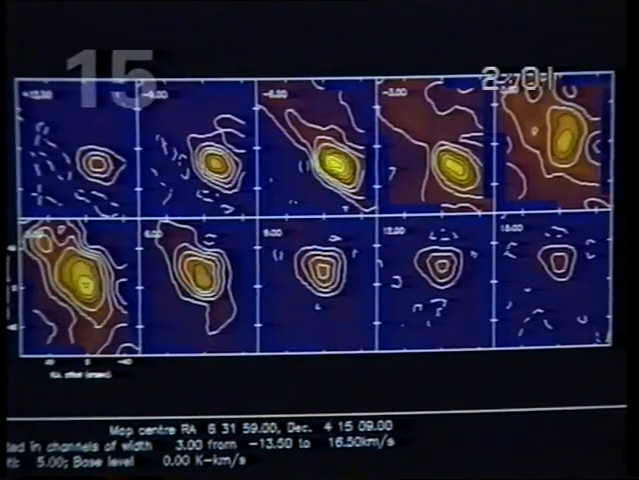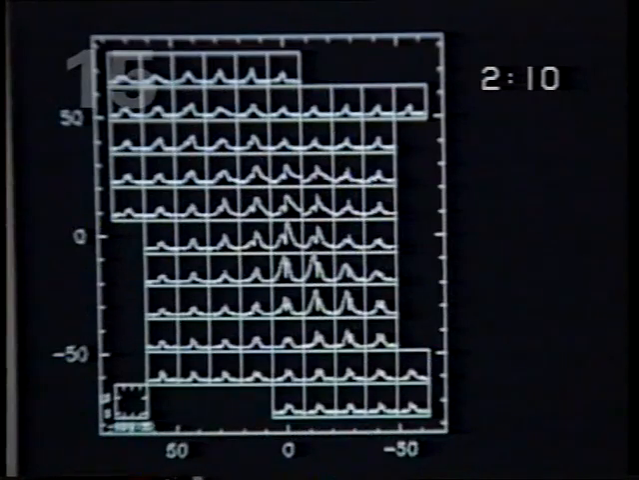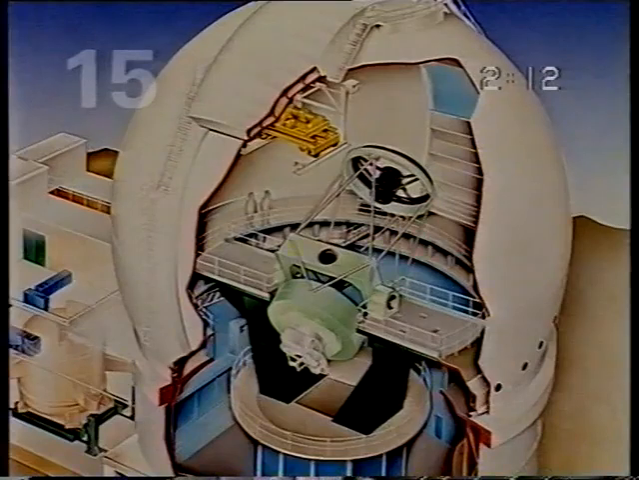The same thing is done in radio wavelengths. Here are some results displayed as images at different wavelengths, but they could also be displayed as spectra at different points. So big, expensive telescopes use very sophisticated, powerful detectors.